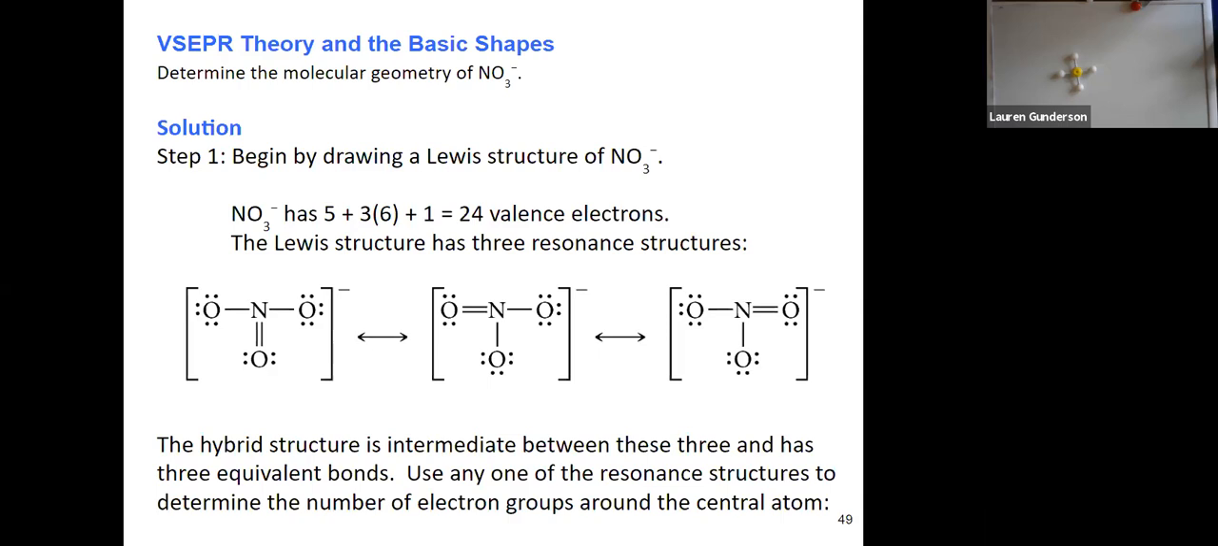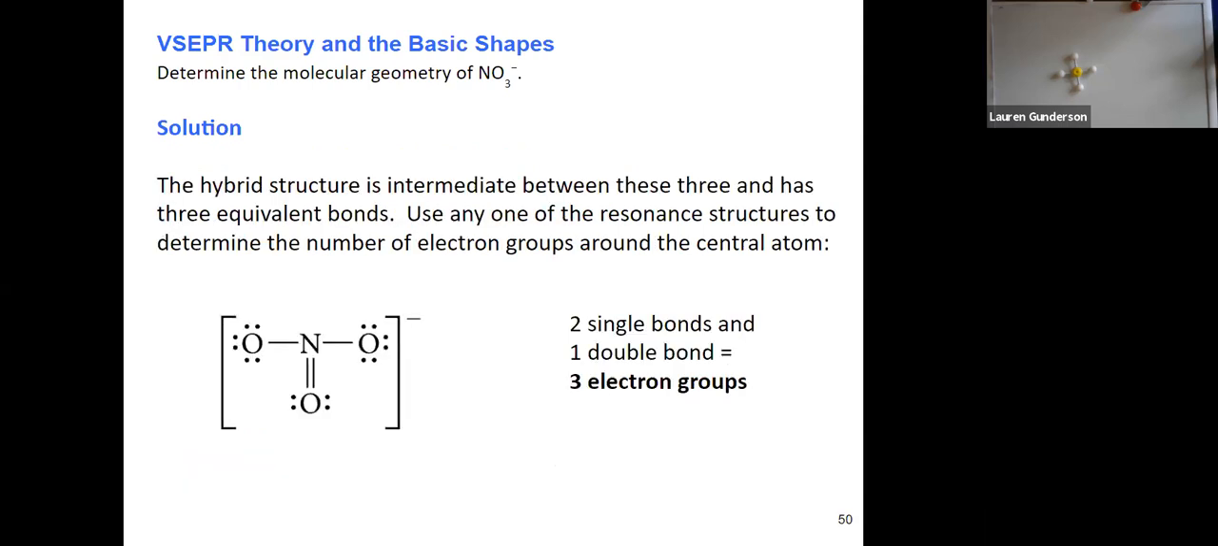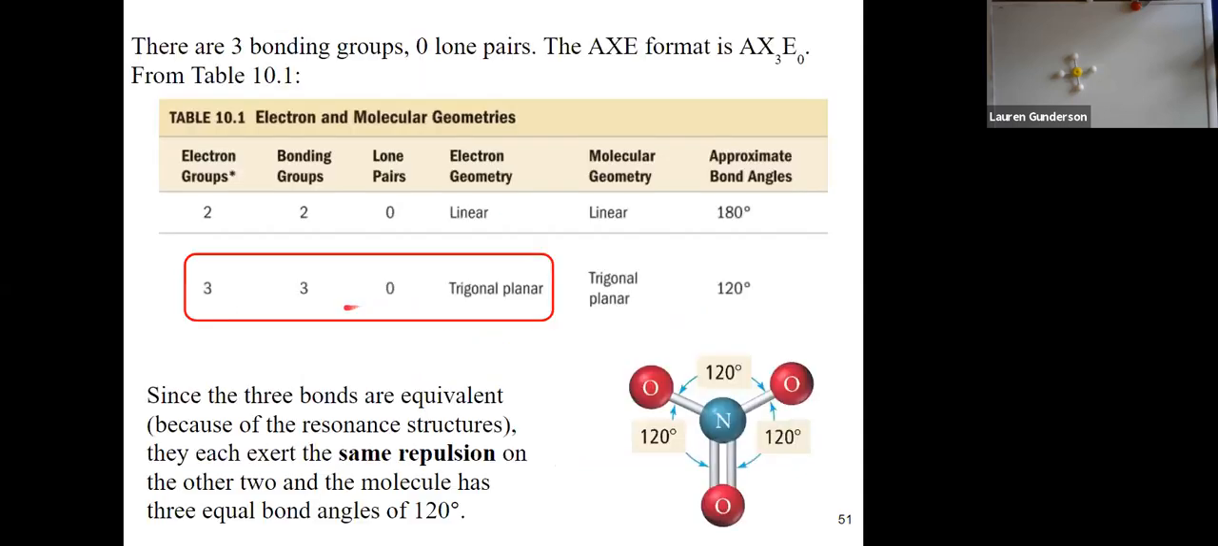Once you have your Lewis structure, then you can figure out how many electron groups you have. We have 3 electron groups here, and they are all bonding groups. That means I have an AX3E0. So that's a trigonal planar electron geometry, and it is a trigonal planar molecular geometry. Our bond angles will be exactly 120 degrees.